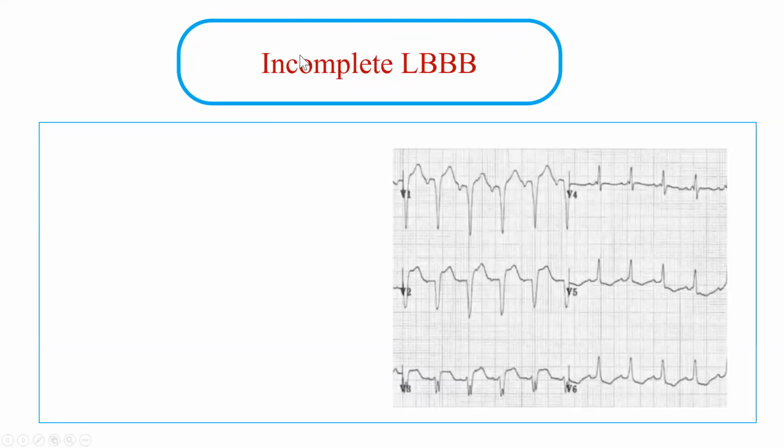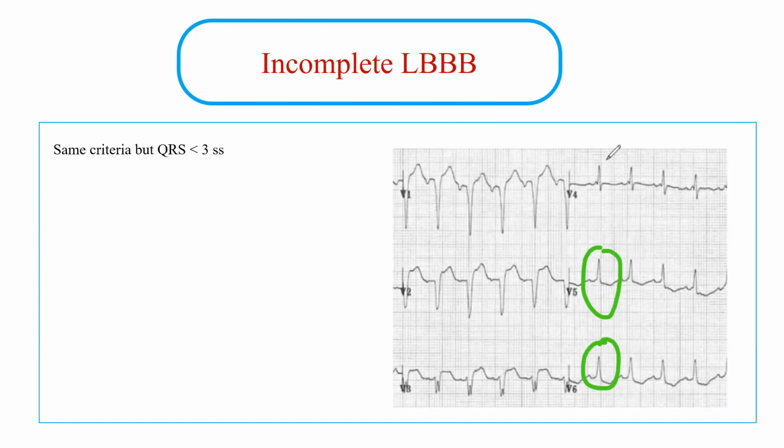Okay, there is another concept that is called incomplete left bundle branch block, in which you have all the criteria for left bundle branch block, except for the QRS complex duration, which is less than 3 small squares, meaning that the bundle branch is blocked, but not totally. So there is some electricity going through the left bundle to the left ventricle. So the QRS complex duration will be normal. Okay, but other criteria will be met, like deep S wave in V1 and V2, and R wave in V5 and V6 with no Q waves. This is characteristic for a left bundle branch block.